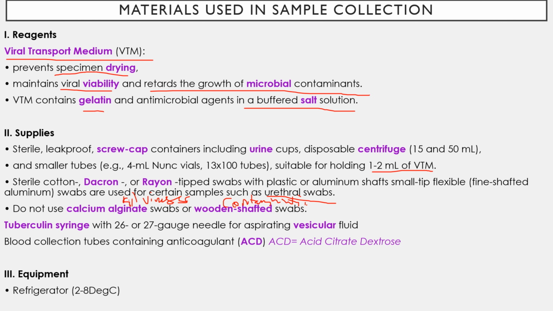Then a tuberculin syringe with at least a 26 or 27 gauge needle for aspirating vesicular fluid. Then if you want to collect blood for viruses, you need to use the anticoagulant ACD. ACD stands for acid citrate dextrose. Then for the equipment, you could use a refrigerator set at 2 to 8 degrees centigrade.